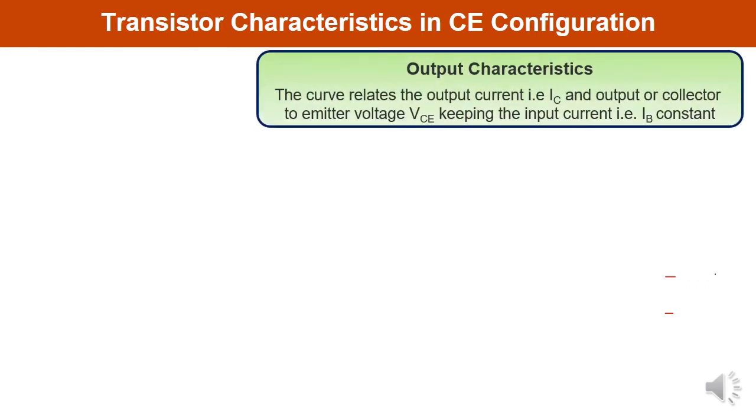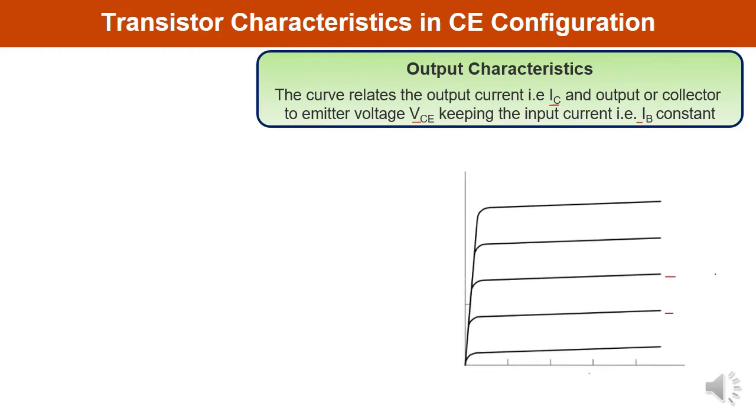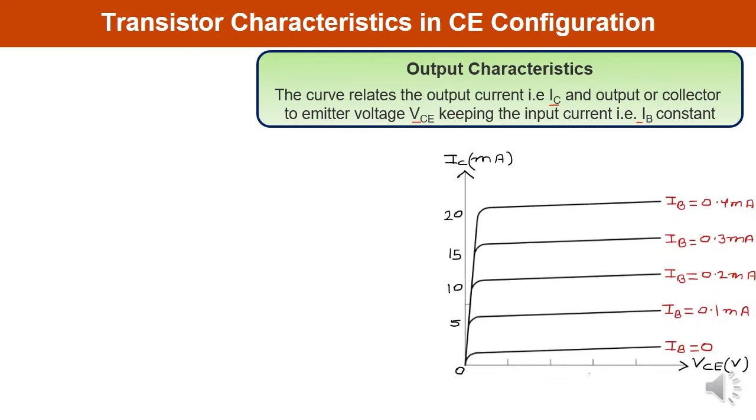The output characteristic in common emitter configuration is drawn between output current, which is IC, and output voltage, which is VCE, by keeping input current, which is IB, constant. So for different values of IB, you need to plot the output characteristic. See here, on the x-axis, voltage VCE is taken, while on the y-axis, current IC is taken, and for different values of IB, a curve is plotted, but you have to understand how it is going to be plotted.